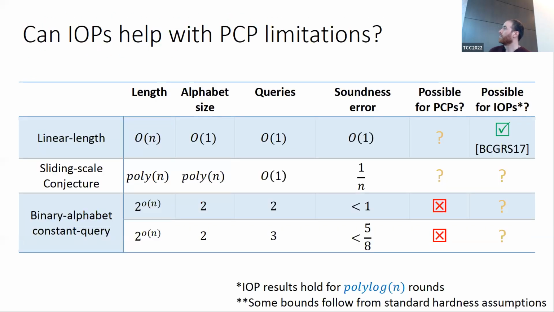So if we go back to our table here, we don't know how to answer this question for the sliding scale conjecture row, but we do know that these two question marks, whether it's possible for PCPs or possible for IOPs, are essentially equivalent.